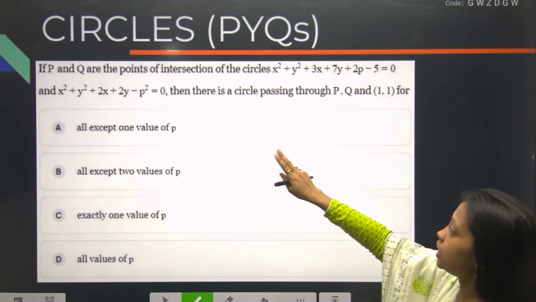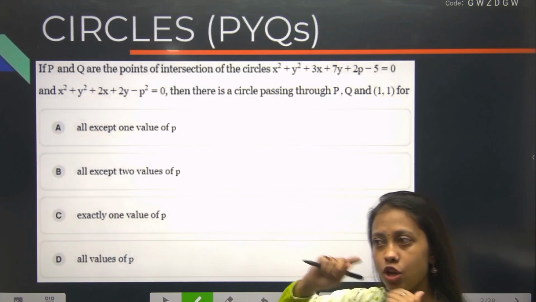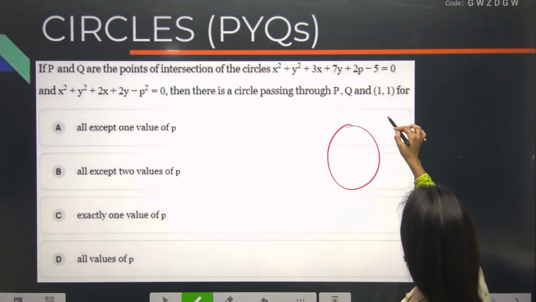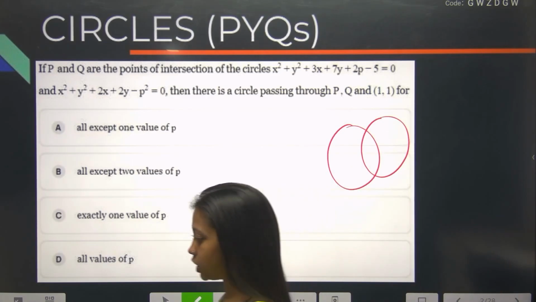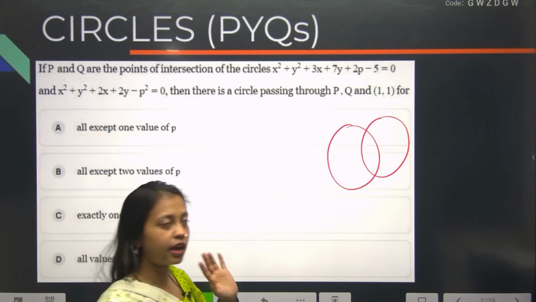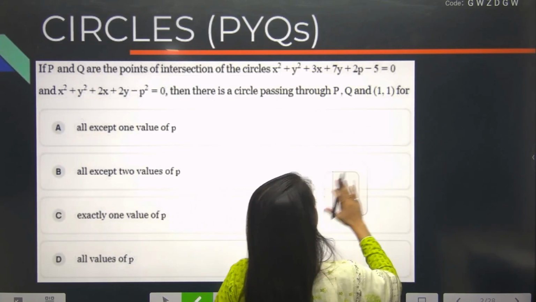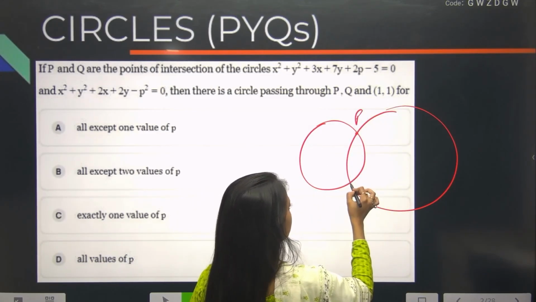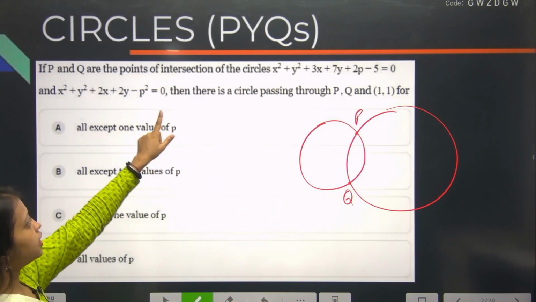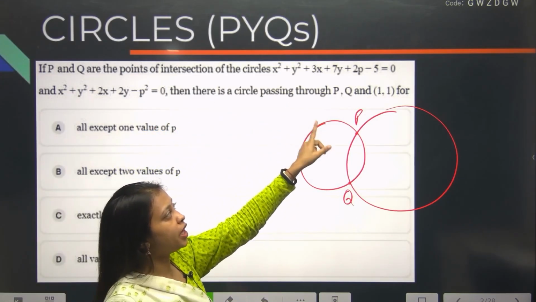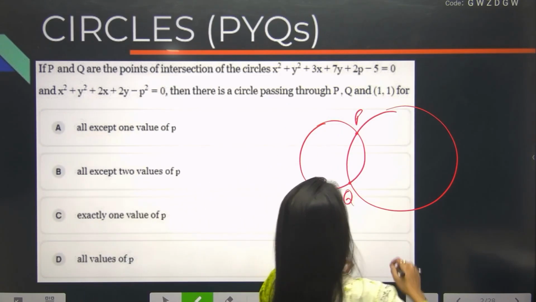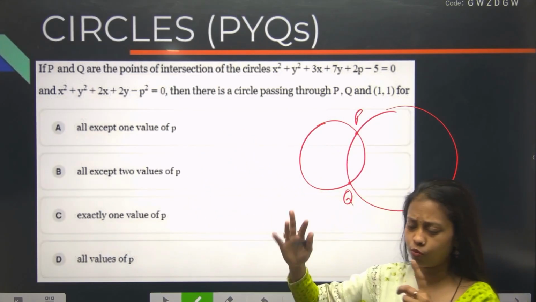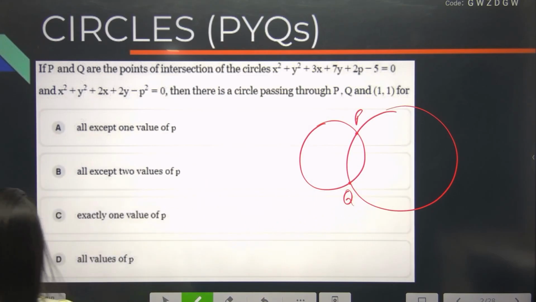If P and Q are the points of intersection of the circles, now I know that they are talking about two circles intersecting at two points, definitely like that. One is P, another is Q. So this is one circle, another circle, this is P, this is Q, right? Then they are saying there is a circle passing through P, Q and (1, 1). I don't know where (1, 1) is, but they are saying it will be true for these values of p. For how many values of p? Exactly 1, 2, or all values of p.